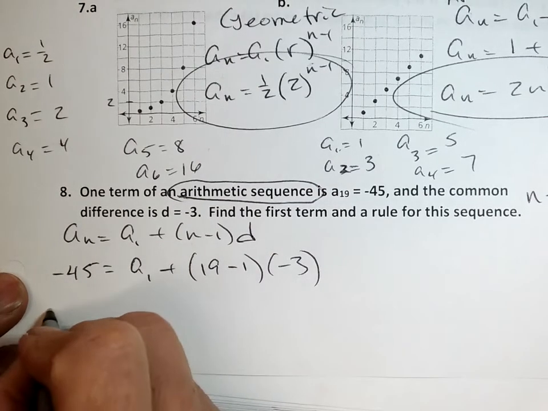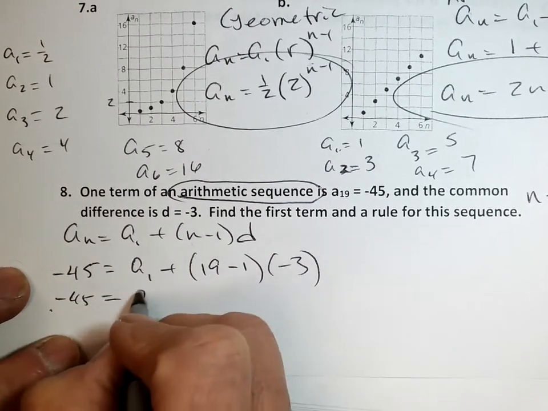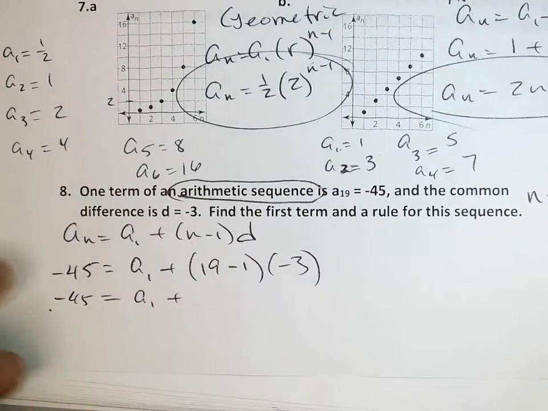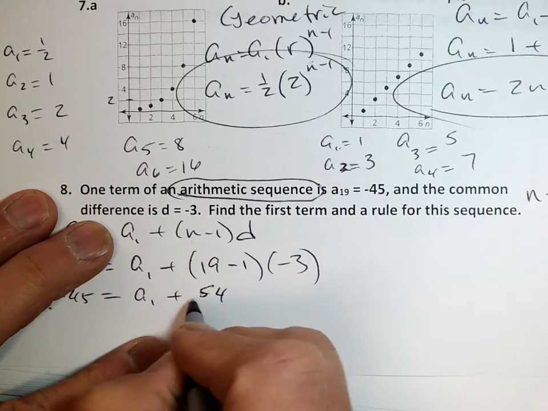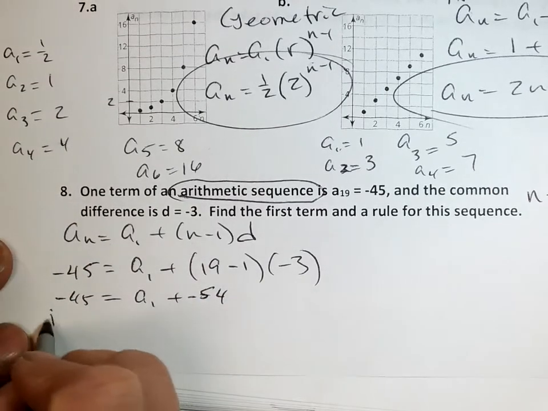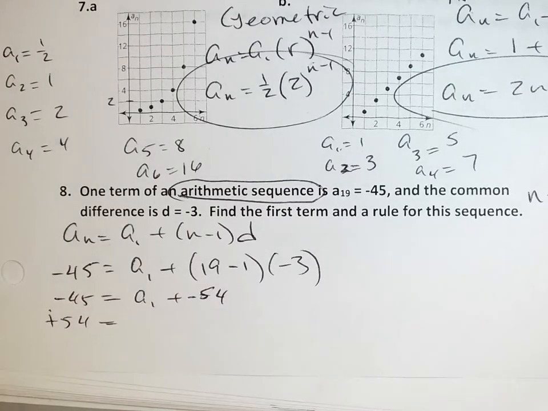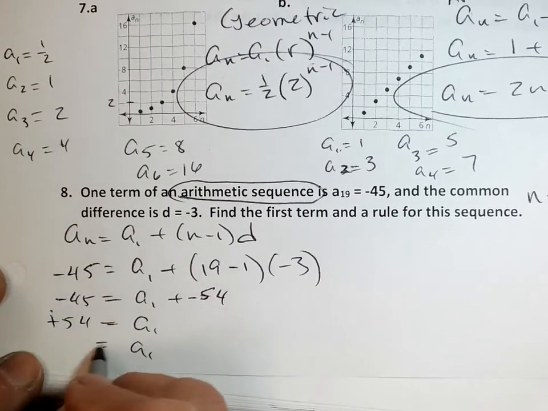So, I can do a little bit of algebra here. Negative 45 is equal to a1 plus, oh, let's see, 18 times negative 3, what's that, 54, maybe? Clear. 18 times negative 3 is negative 54. Negative 54, so I add 54 to both sides, right? Okay, so then 54 minus 45. I get 9. So a1 has got to be 9.